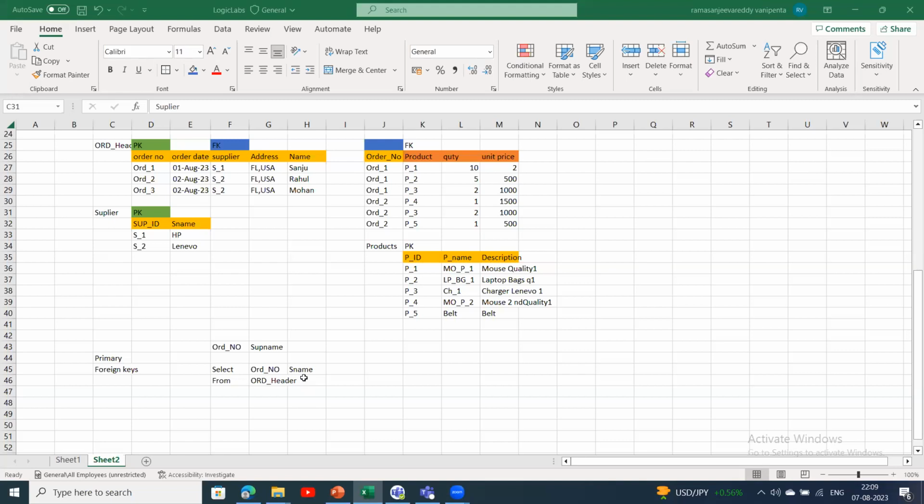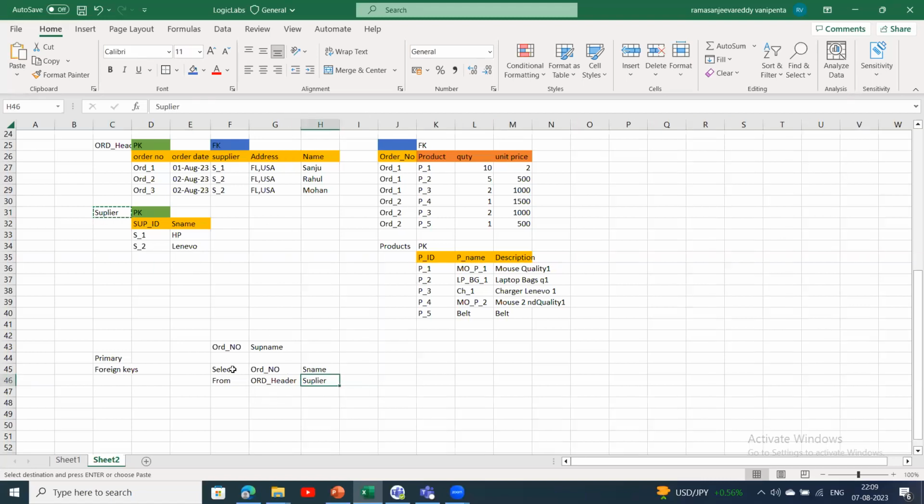Okay. See, I have an order number, I can get it from the header, but the supplier name I don't have here. I have it in suppliers. So I'm considering these two tables I need to select from in the from clause. You're getting it, right? I want these two. Order number I'll get from here. Supplier name I'm getting from supplier. You're getting it, right? These two are the outcome.